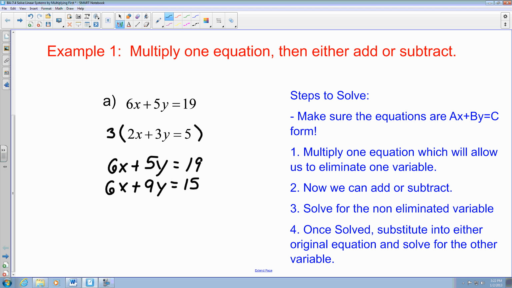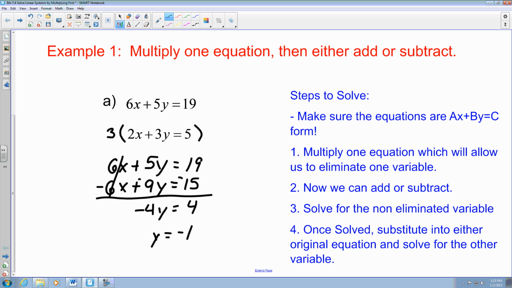Now, are they the same or are they the opposite? They're the same, so that means we're going to subtract our values. So that means I'm going to have a negative here, and a negative here. So this gives me 0. This leads me to negative 4y equals 19 minus 15, which gives me 4. Now, dividing both sides by negative 4, I get y equals negative 1.